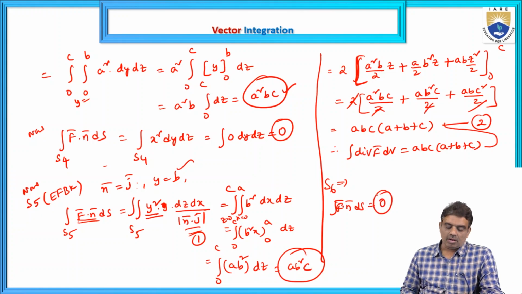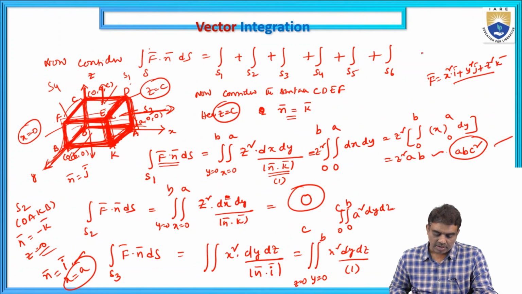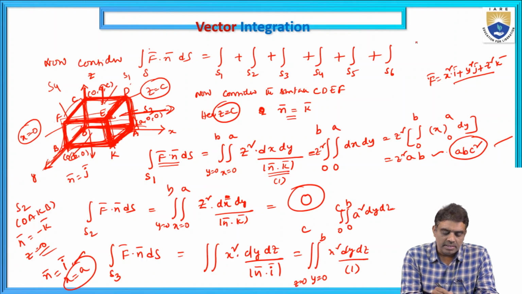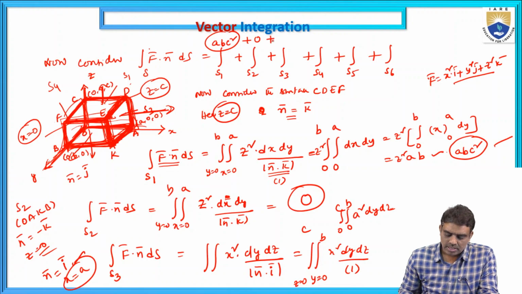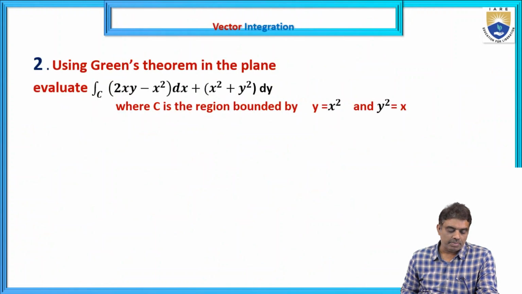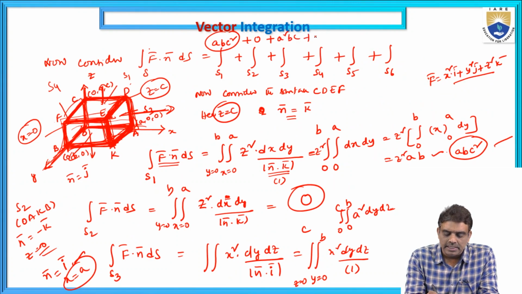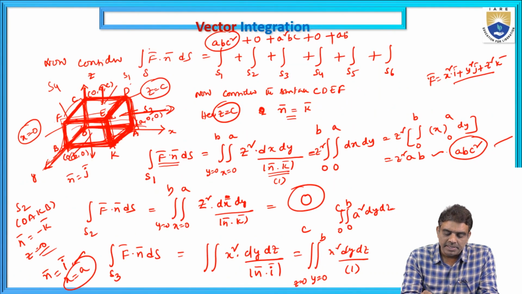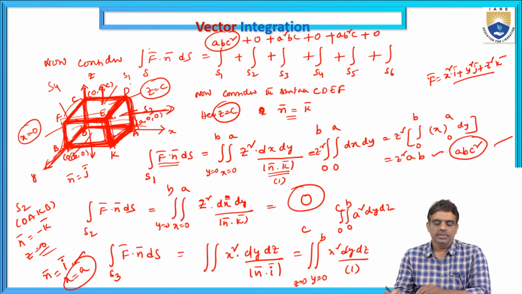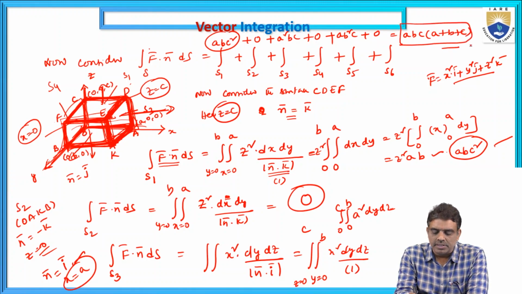So what do we get on adding all these 6 values? First we get abc square. Now I am adding all the values here. This value is abc square, the first value. Second value 0. And the third value we obtain as a square bc, plus 0, and plus the fifth value ab square c, and the last value 0. In adding all these, you can take out abc, the common term, and get a plus b plus c. This is equation number 3.